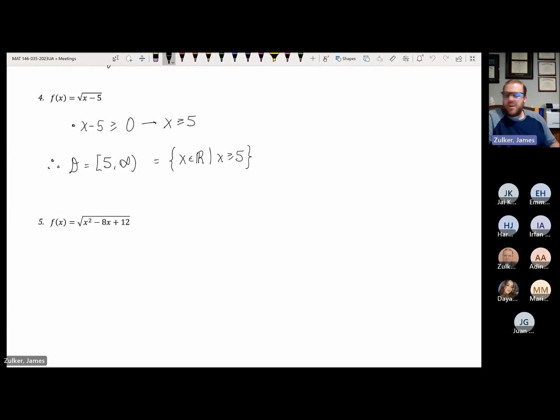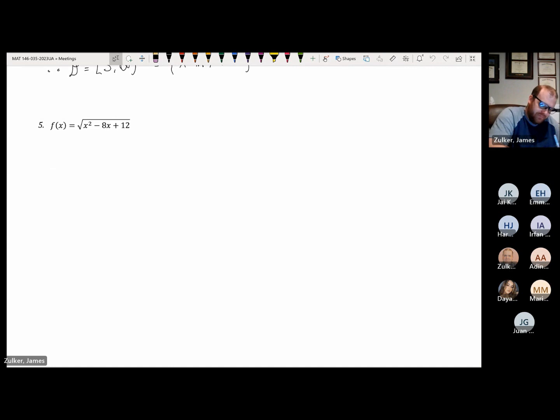Again, no denominator, so we don't have to worry about the denominator being 0. We do have a square root. That means that x squared minus 8x plus 12 has to be greater than or equal to 0. Solving inequalities, what you want to do is first find what's called breakpoints. Breakpoints are where the function is 0 or undefined. Since we're not dealing with a fraction here, we don't have to worry about the undefined part.